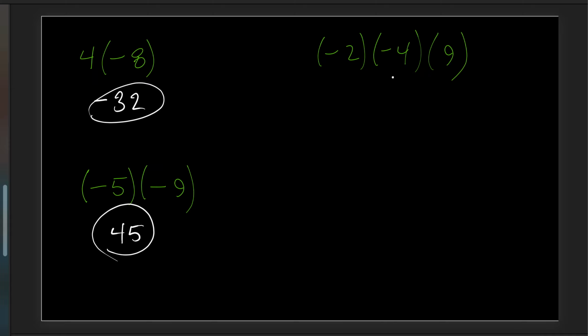Here we have negative 2 times negative 4 times 9. Negative 2 times negative 4 makes a positive 8 times 9. I make my 9s weird, I can't help it, sorry. And so 8 times 9 is 72 there. Positive 72. Okay?